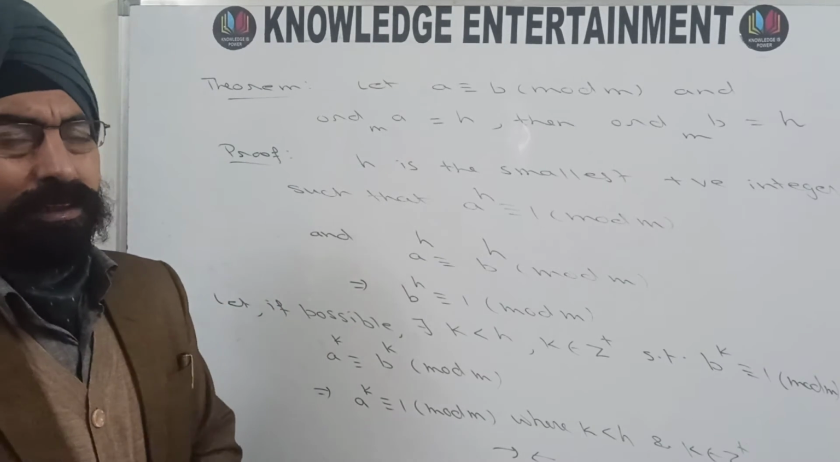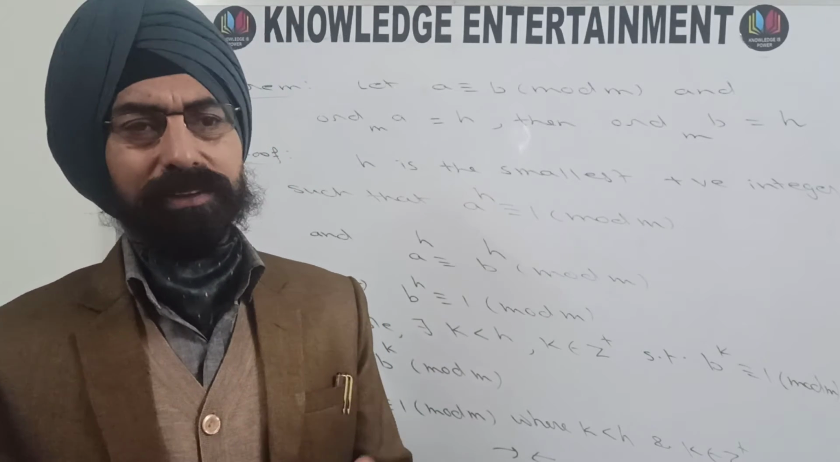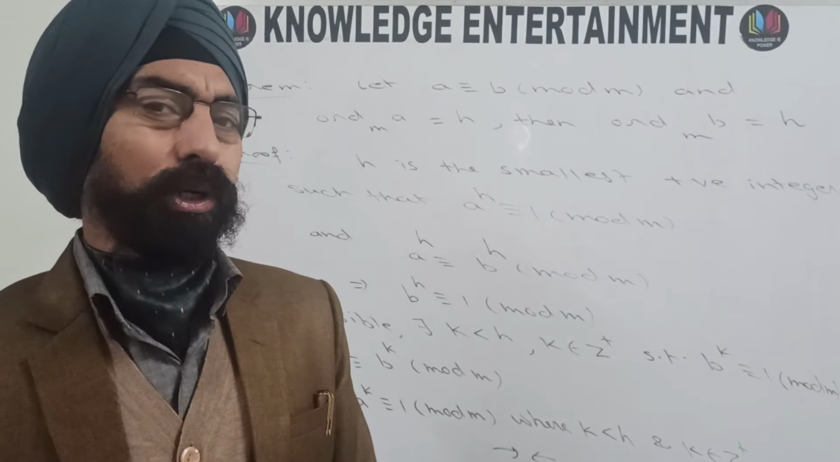And why this contradiction? Because we have supposed that there is an integer k less than h which is positive and satisfies b power k is congruent to 1 modulo m.